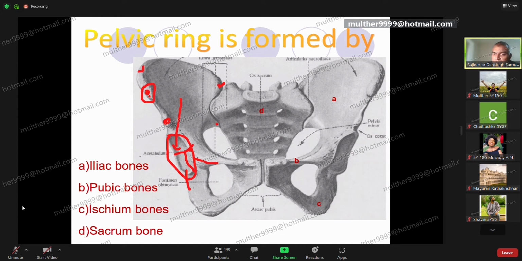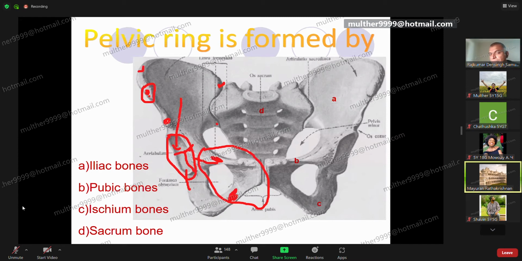So this whole thing is your pubic bone. How do you call this part of the pubic bone? This and this part of the pubic bone. Ramus. Yeah, so we have the superior pubic ramus and we have the inferior pubic ramus. How do you call this structure? This is called the body of the pubic bone.